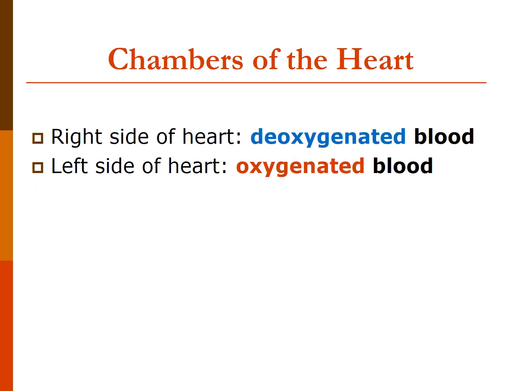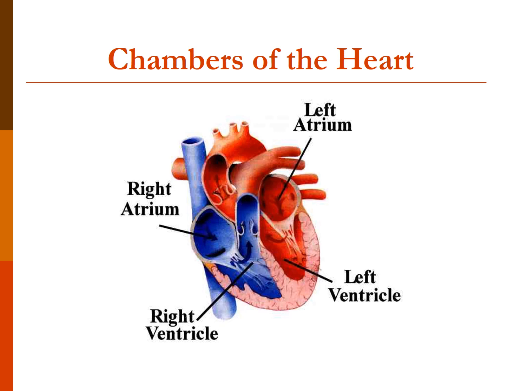The right side of the heart receives deoxygenated blood from the body. The left side of the heart receives oxygenated blood from the lungs. You can see this in diagrams as it's kind of color-coded. Deoxygenated blood is depicted as being blue, where oxygenated blood is depicted as being red.